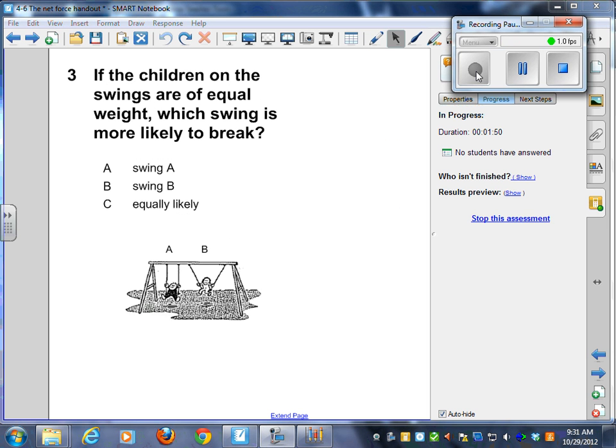In this case here, if the children on the swings are of equal weight, which swing is more likely to break? A, which has the ropes or the chains vertical, straight up and down, or B, where they're sort of at a bit of an angle there. Which one is more likely to break?